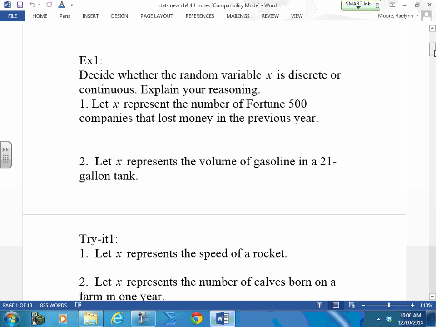So for instance, you're going to decide whether your variable is discrete or continuous. Number 1 says, let X represent the number of Fortune 500 companies that lost money in the previous year. First of all, what are we looking at? What does X represent in a short sentence? The number of these companies. How many companies? Is this discrete or continuous? Discrete. They're countable. 1, 2, 3. I can't have 3.5 companies. This is discrete.